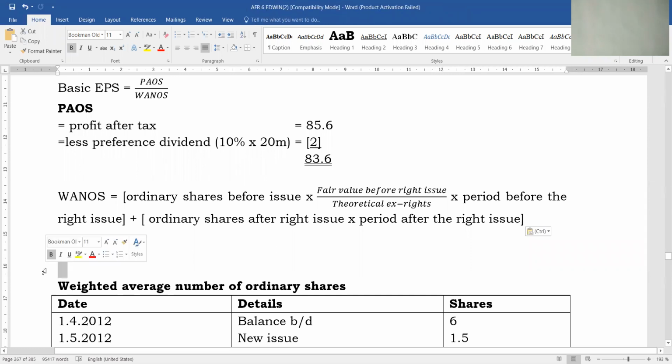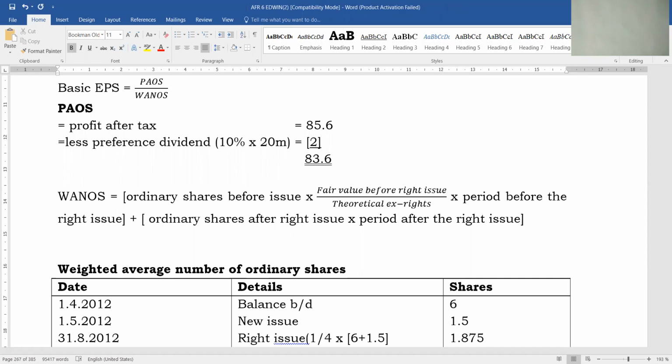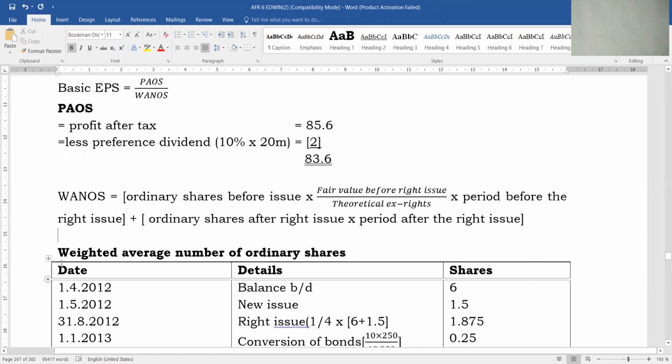Remember that you need to get the elements, the items which must be applied in the formula, which means that you need to get the ordinary shares before the rights issue. You need to determine the fair value and the theoretical exercise price. You have to determine the period before the rights issue. So all of these items in the relevant formula, you have to determine them.